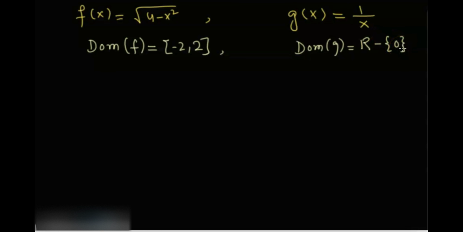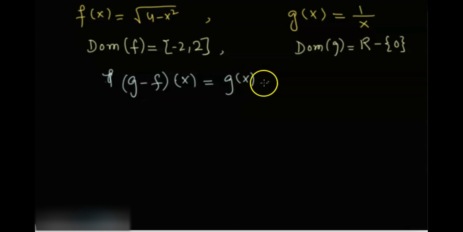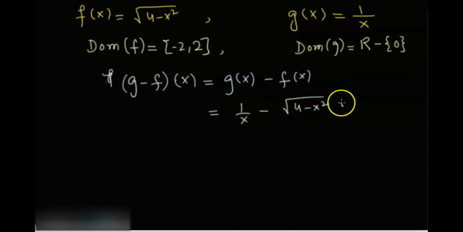This is the domain. First I want to define the difference f minus g, or you can even define g minus f in this case. So it is going to be equal to g of x minus f of x, which is equal to 1 over x minus square root of 4 minus x square. So that's the answer. Now I want to see what is going to be the domain of this function.